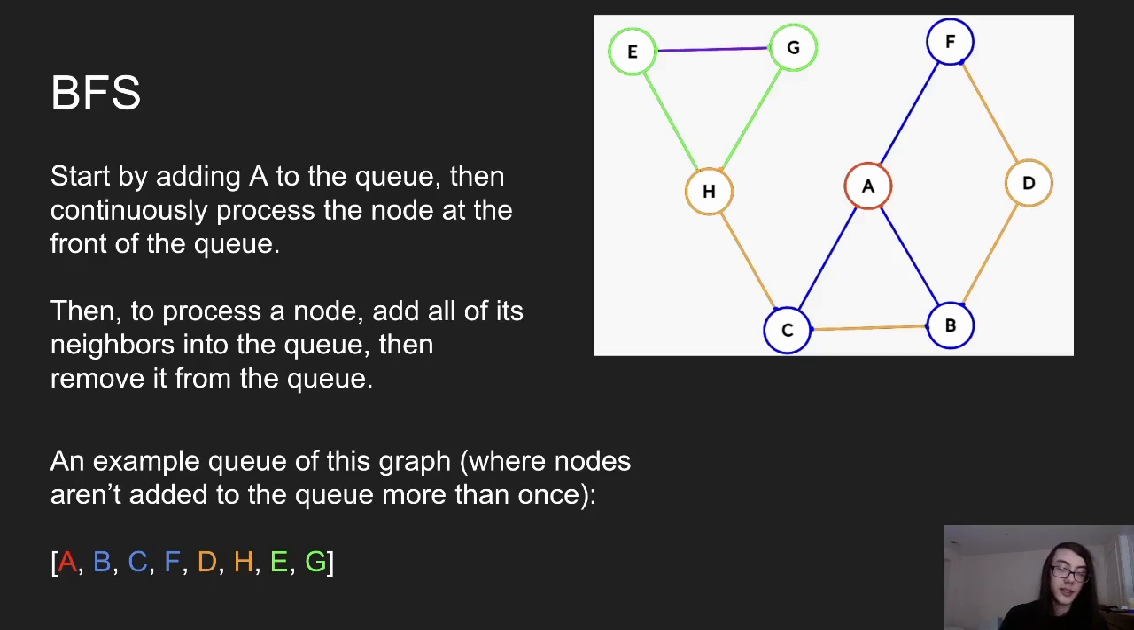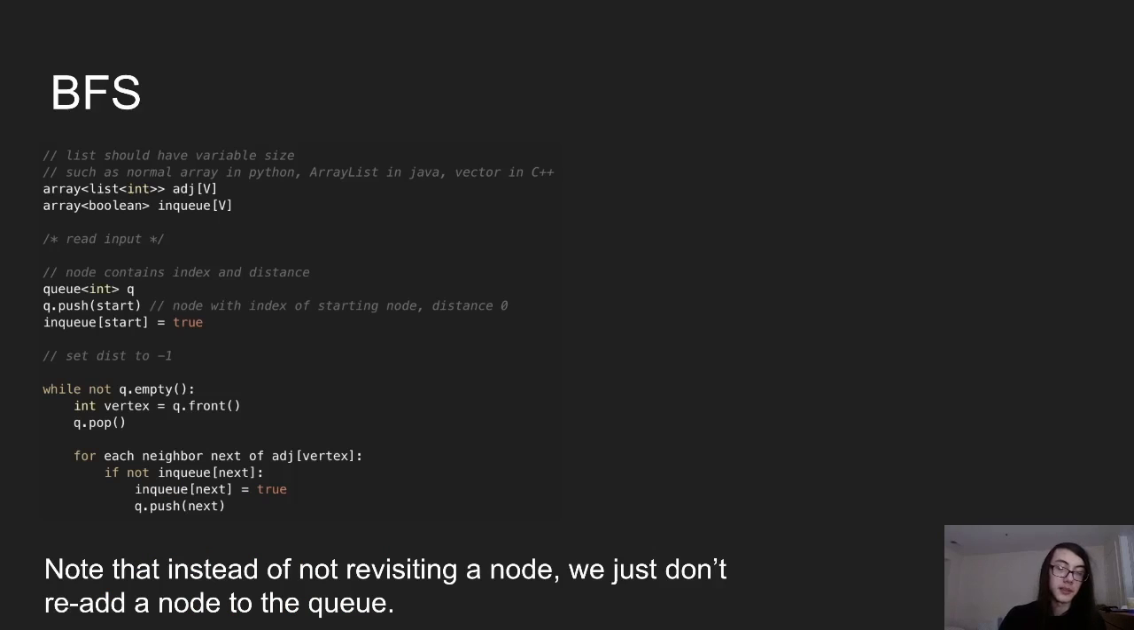So I'll show the code here, and then we'll do a full dry run of the graph. So in pseudocode, here's how we do this. We start by pushing the target node to the queue, then we process the nodes in the queue by adding the nodes' neighbors to the back of the queue. We also make sure to not add the same node to the queue twice.